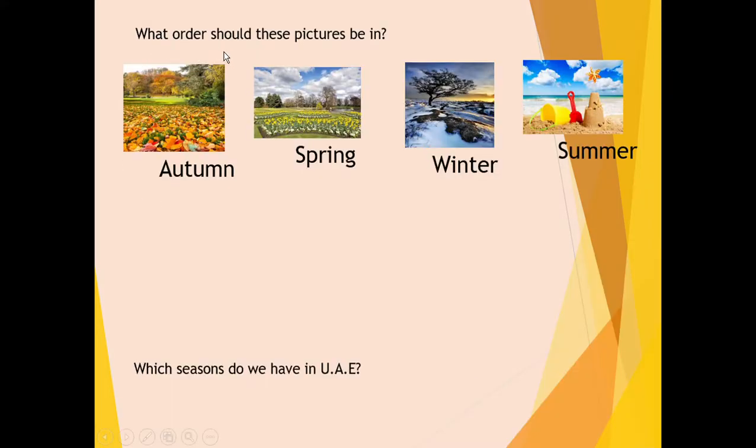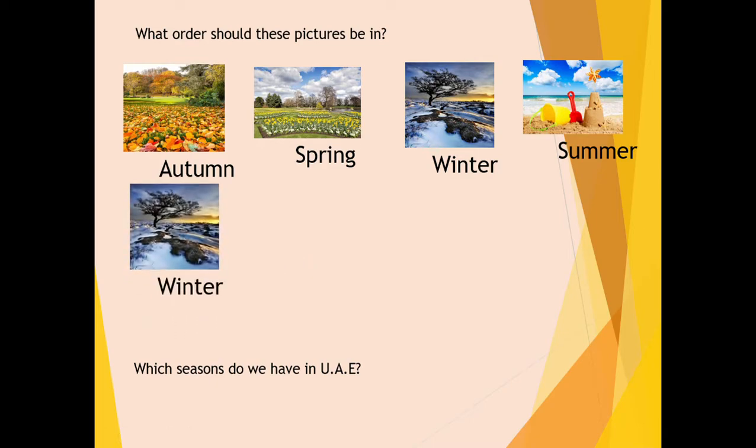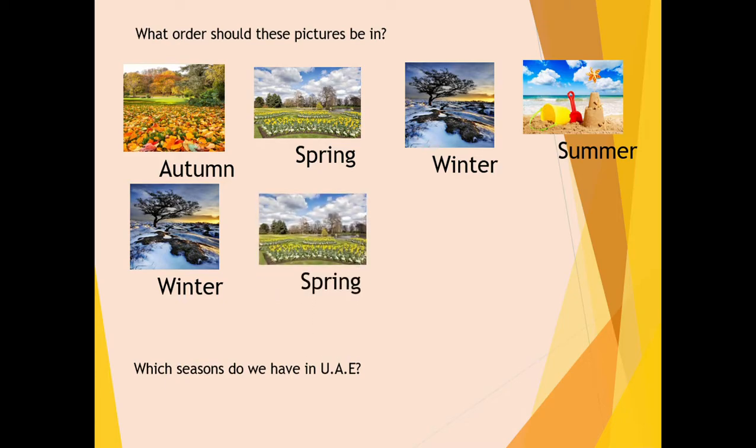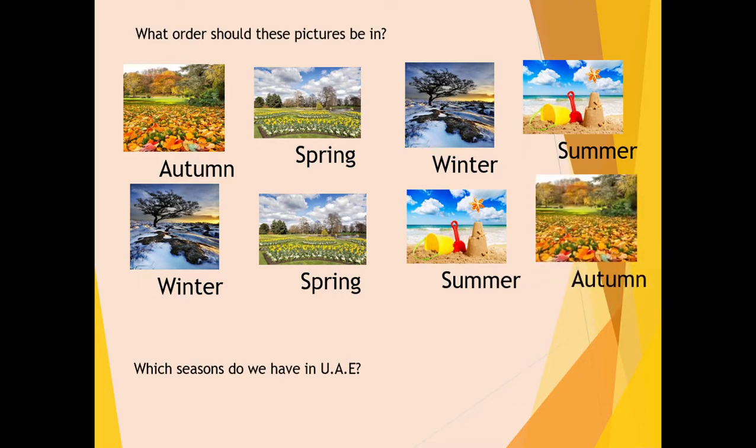What order should these pictures be in? Autumn, spring, winter, summer. Can you say in which order the seasons come? Winter, spring, summer, and autumn. In summer season, we go to the beach and we can play outside.